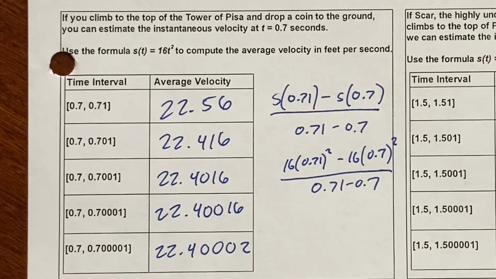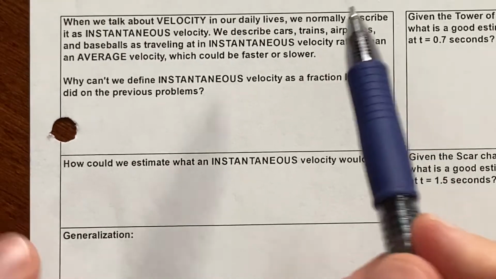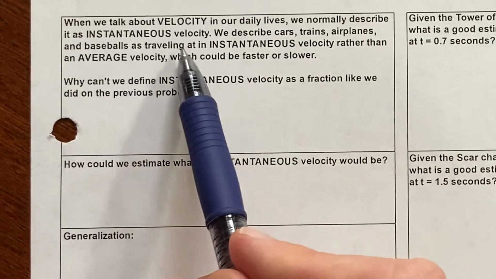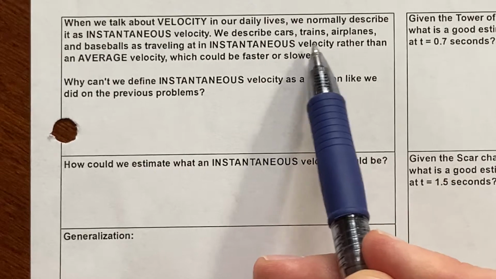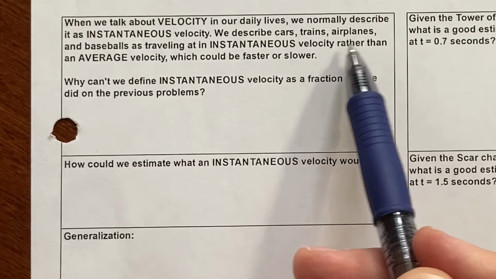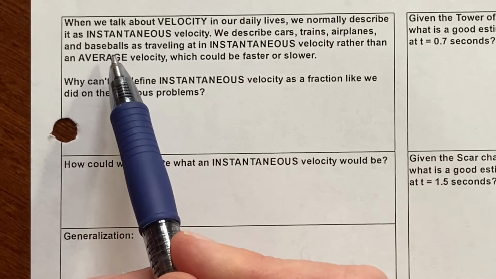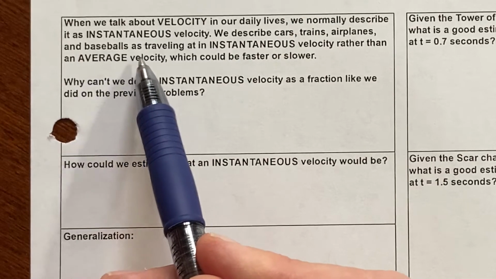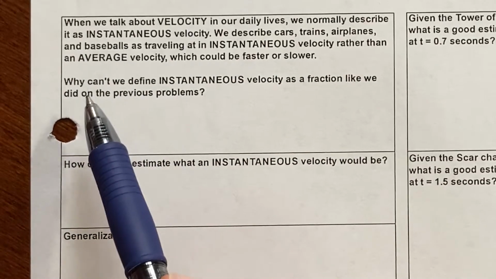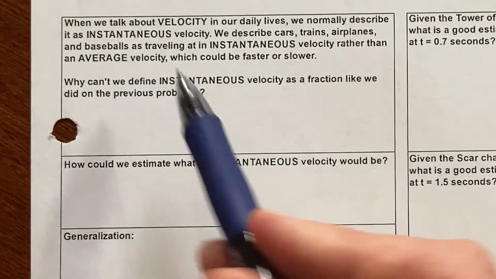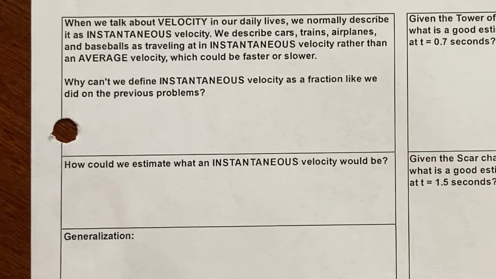So let's slide down. When we talk about velocity in our daily lives, we normally describe it as instantaneous velocity. Just said that. We describe cars. Just said that. Trains, didn't say that. They have those in Italy. Airplanes, didn't say that. They have those everywhere. And baseballs, they don't have that anywhere right now, as traveling at an instantaneous velocity rather than an average velocity, just like I said with the cop and the laser and all that kind of stuff, which could be faster or slower. So your average velocity could end up being faster or slower, just depending.